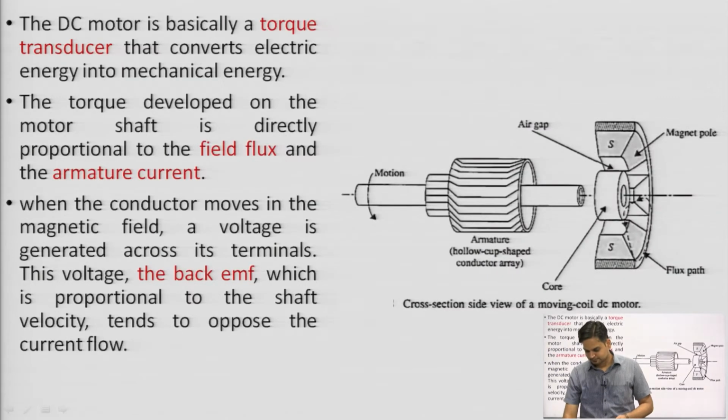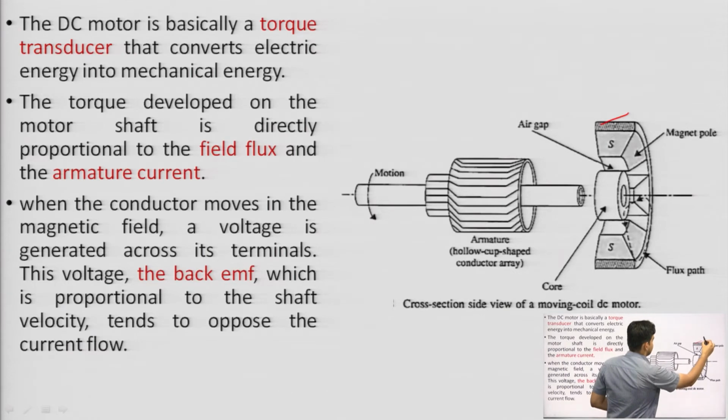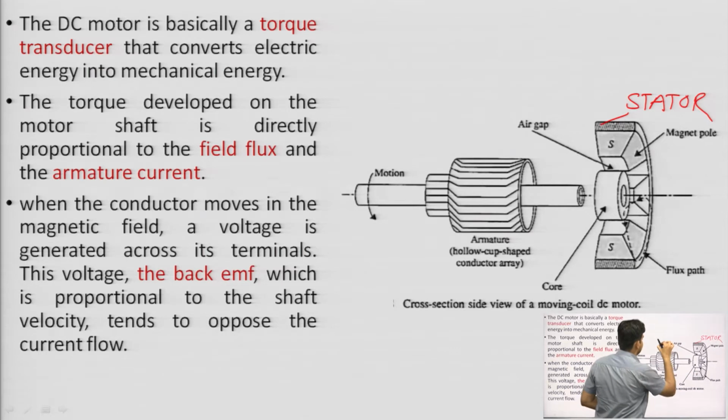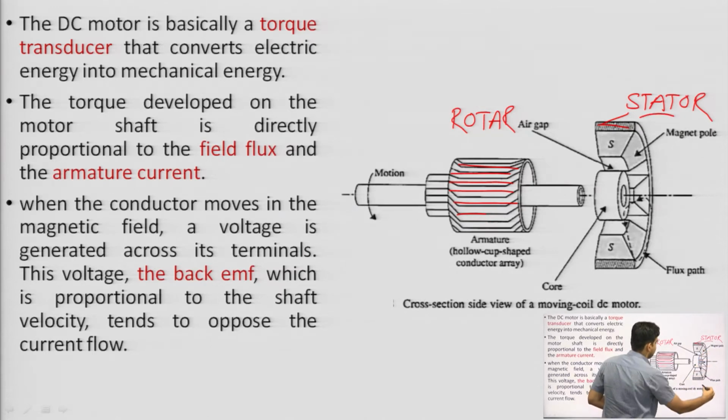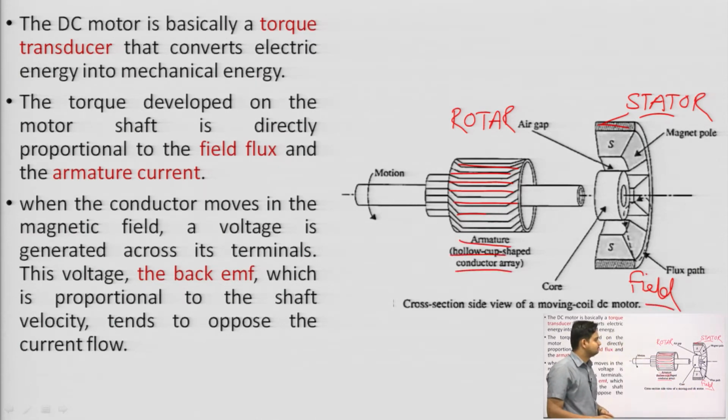Okay. So, here you can see the side view, where this is the stator, the stationary part, and this is the rotor, the rotationary part. This is the armature winding present on the rotor, and some winding is present on the stationary part. This is the field winding, and this is the armature winding present on the rotor. So, I hope the concept of armature winding and field winding is clear to you.